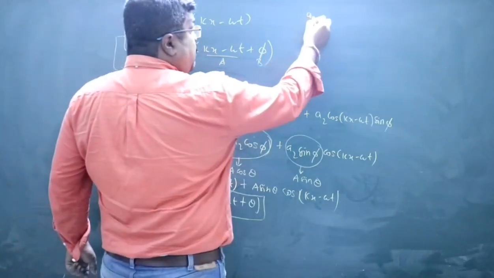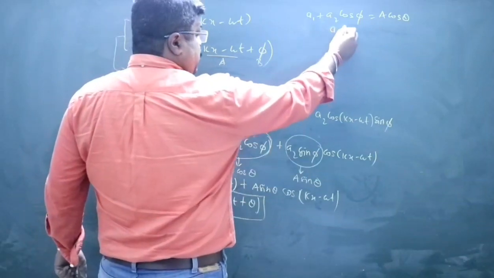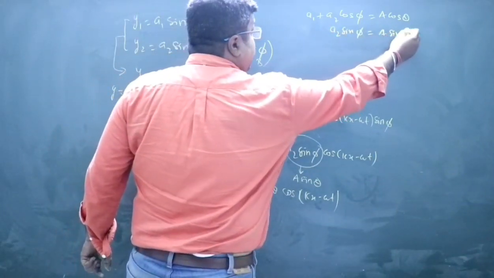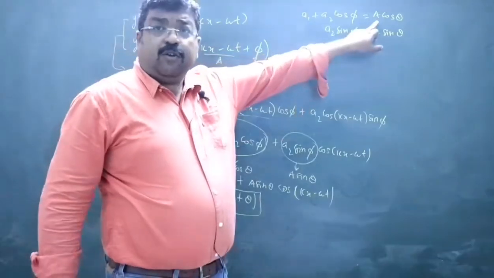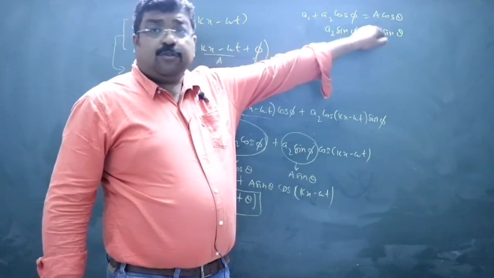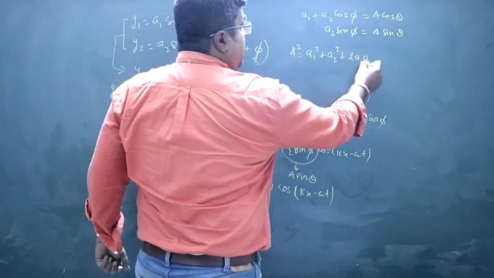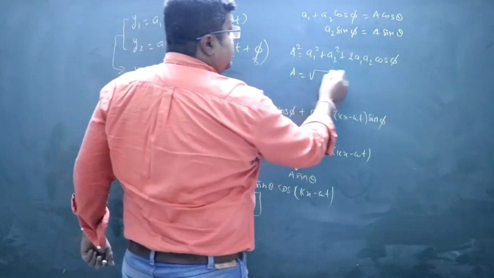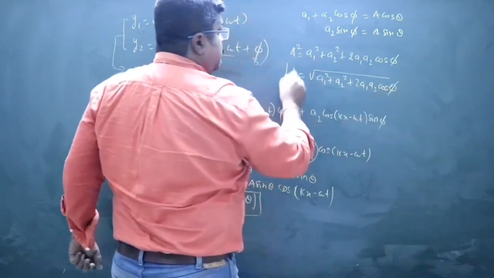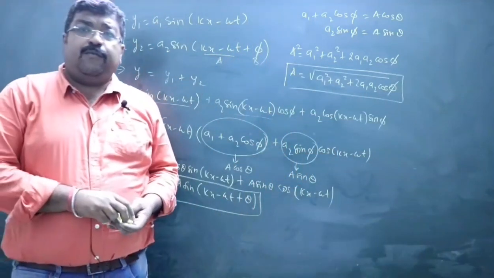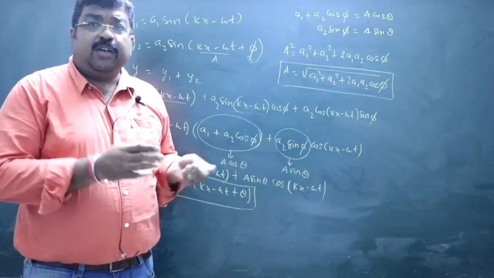See, here we have written a1 plus a2 cos phi as A cos theta, and a2 sin phi as A sin theta. Now if you square both these quantities and add, this will be A squared cos squared theta plus A squared sin squared theta. A squared is common, and sin squared theta plus cos squared theta becomes 1. So A squared will be a1 squared plus a2 squared plus twice a1 a2 cos phi, or I can write A as the square root of a1 squared plus a2 squared plus twice a1 a2 cos phi. This is the expression for the amplitude of the resultant wave, where phi is the phase difference between the two waves undergoing superposition.